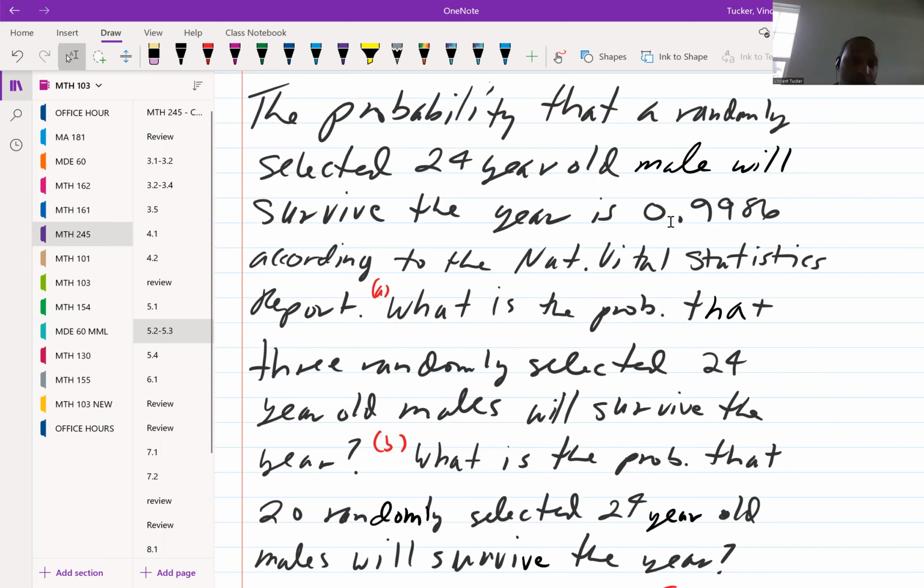The probability that a randomly selected 24-year-old male will survive the year is 0.9986, according to the National Vital Statistics Report. First question, what is the probability that 3 randomly selected 24-year-old males will survive the year? Then the second question, what is the probability that 20 randomly selected 24-year-old males will survive the year? So I'll give you a chance to write it out for those who are doing so.